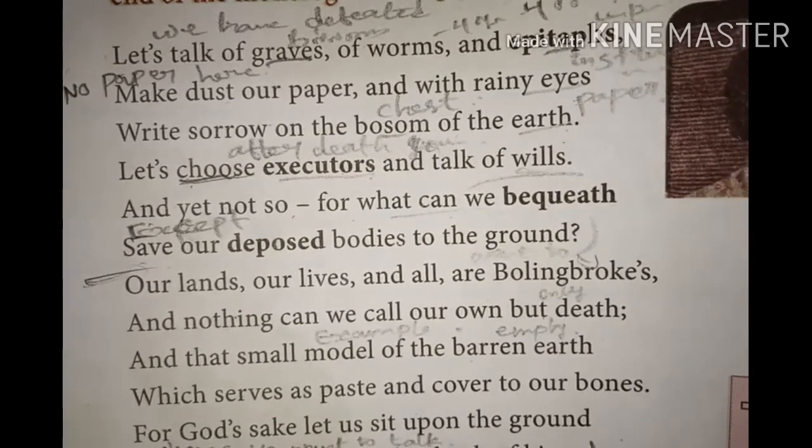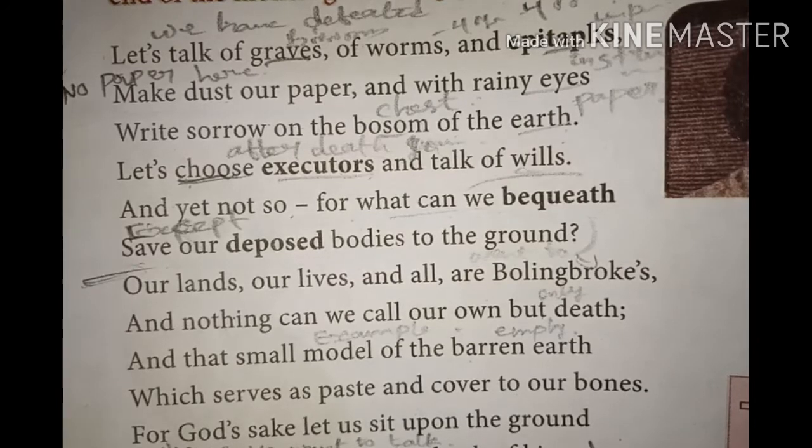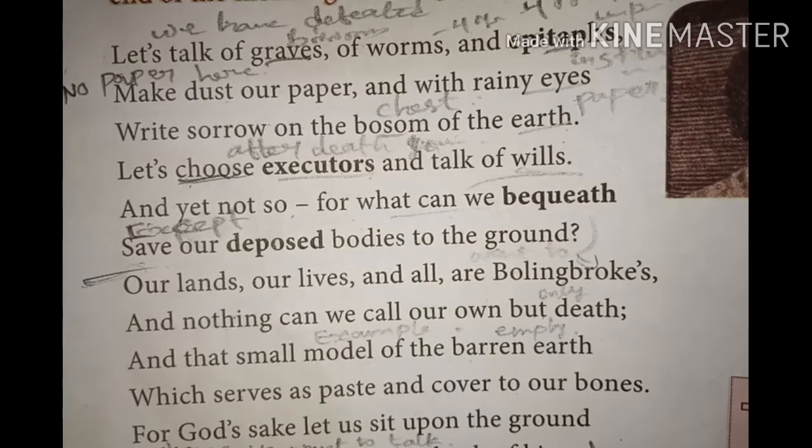And now, what can we do but banquet, save our deposed bodies to the ground? After that he realized we don't have anything, because everything is for those who are coming in the next generation. So we have only deposed bodies. Deposed bodies means destroyed bodies to the ground, and also this ground.